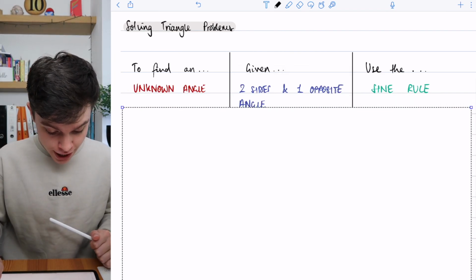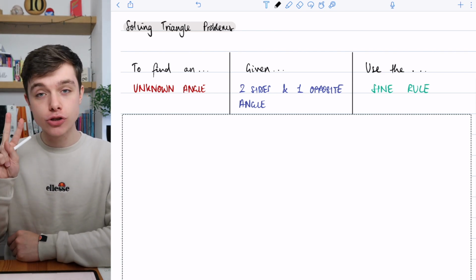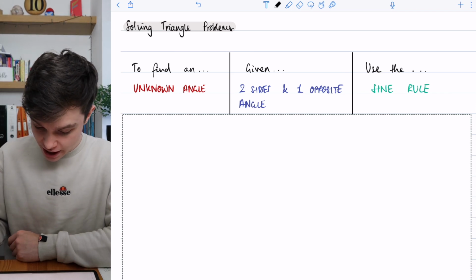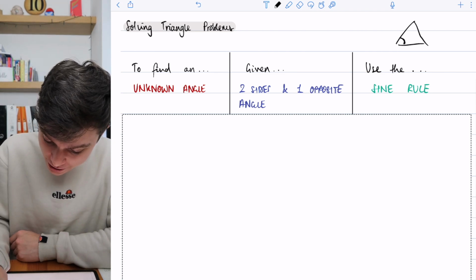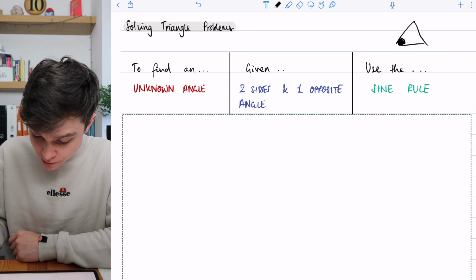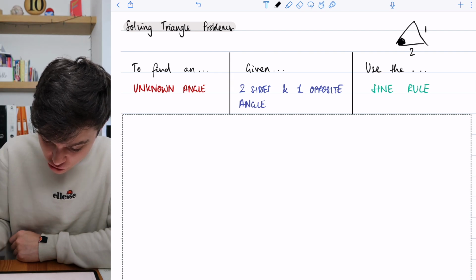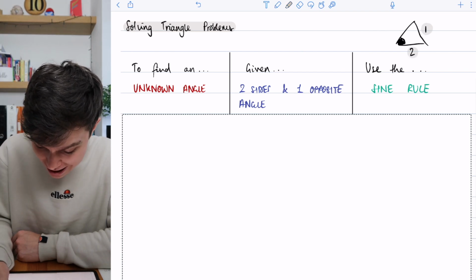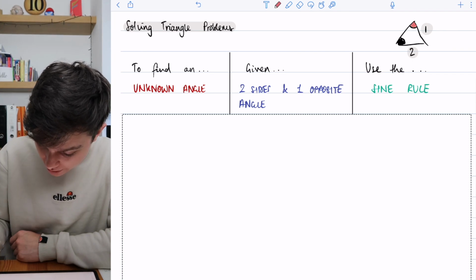The first one says, if we want to find an unknown angle, and we have two sides of the triangle and one opposite angle. Okay, so if I do a little sketch, if this is my triangle here, and I want to know this angle here, I'll write it in black, and we have two sides and an opposite angle, so we need this side here, let's say that's 1 and this side is 2, okay? These are my two sides, and we have an opposite angle, so we need maybe this angle as well, okay, that's the red one.